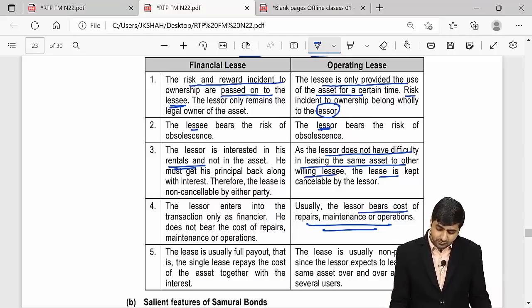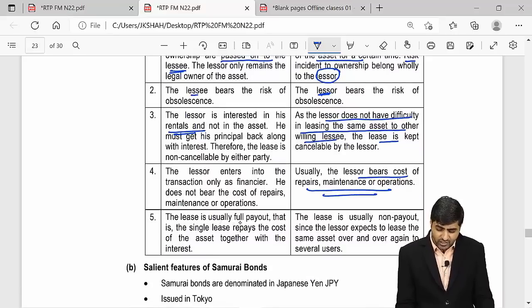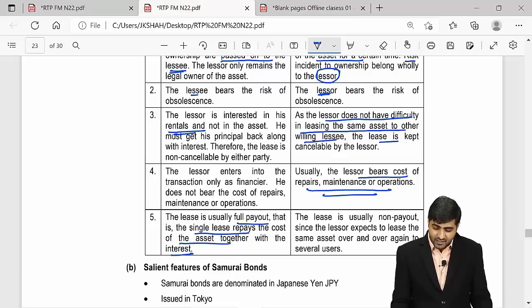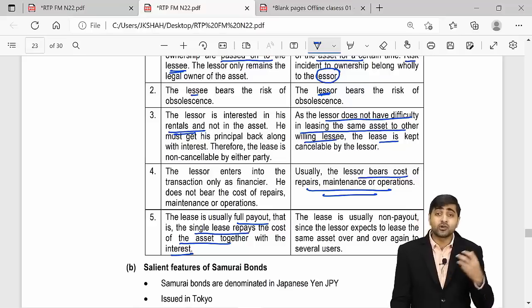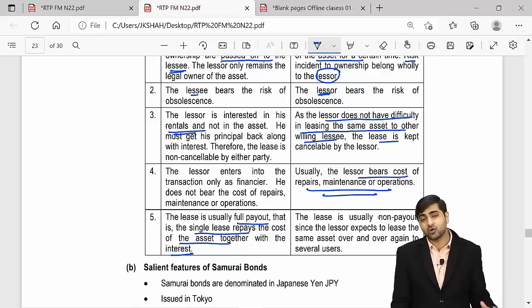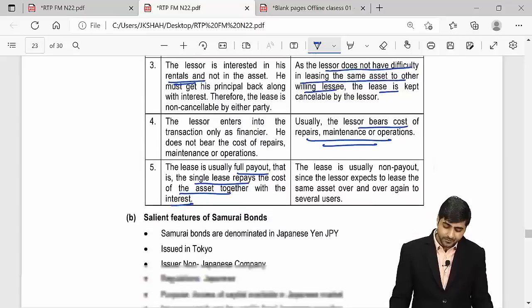Okay. So here the lessee usually makes the full payout, and that is the single lease repays the cost of the asset together with the interest, and here every year you are going to get some money, and from various lessees when you are going to receive the payment, ultimately the cost of the asset will be recovered.